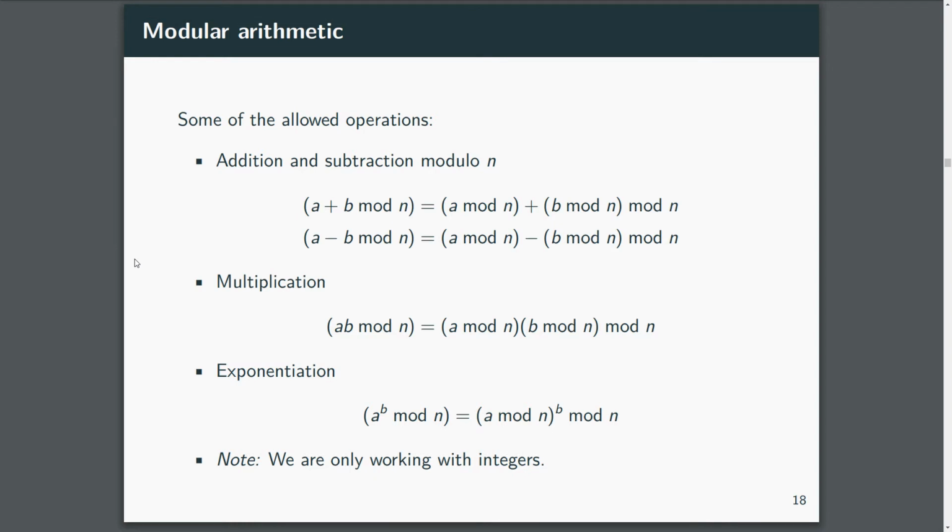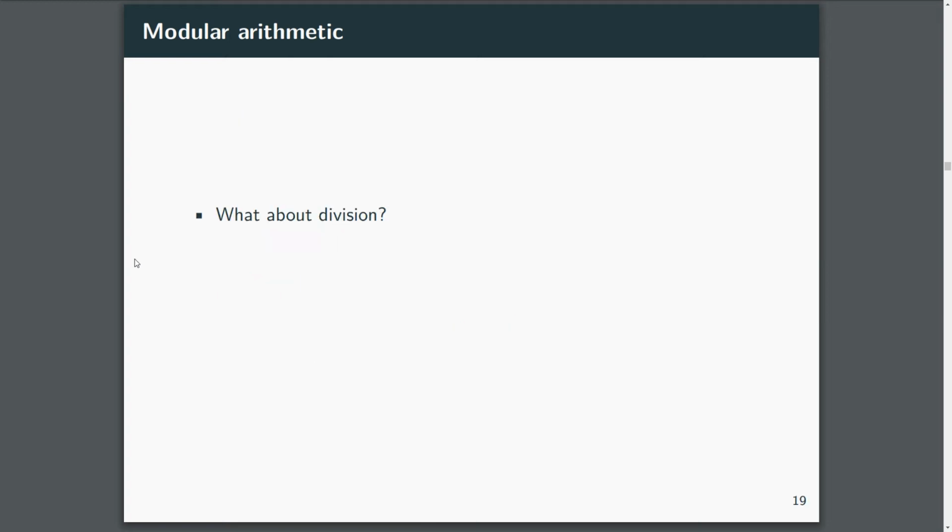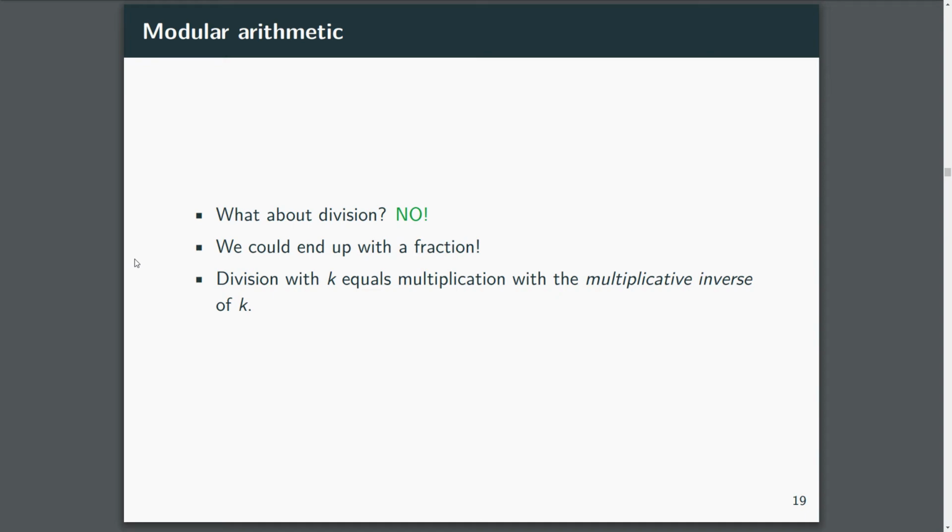You can do multiplication as well, and exponentiation. However, you cannot do division. So what can happen is you can end up with a fraction. So if you do, for example, 9 divided by 2, you get 4.5.